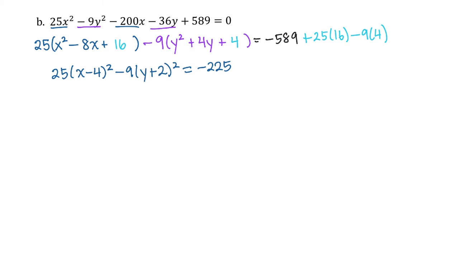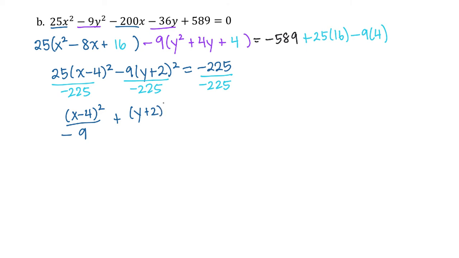I just need to turn this into a 1. And do be careful with your signs. So I have the x minus 4 squared in the numerator. If I do negative 225 divided by 25, I actually get negative 9. Okay, let's see. I have y plus 2 squared. Since it was negative 225 divided by negative 9, it's turning into a positive 25.